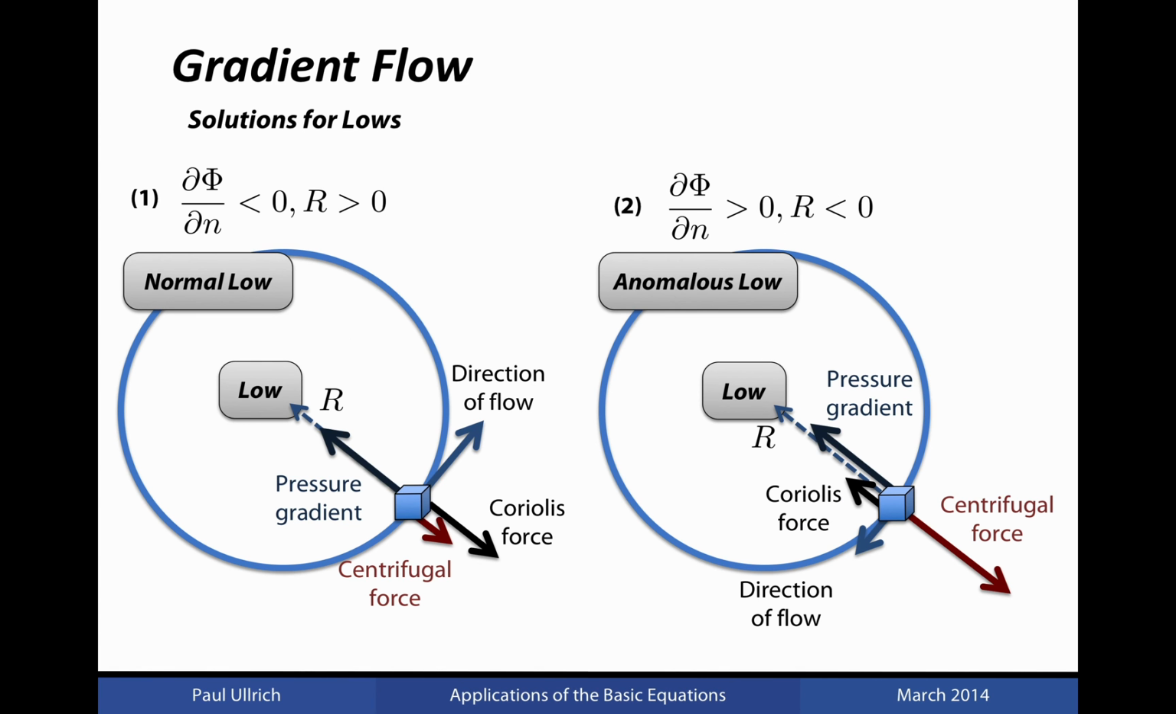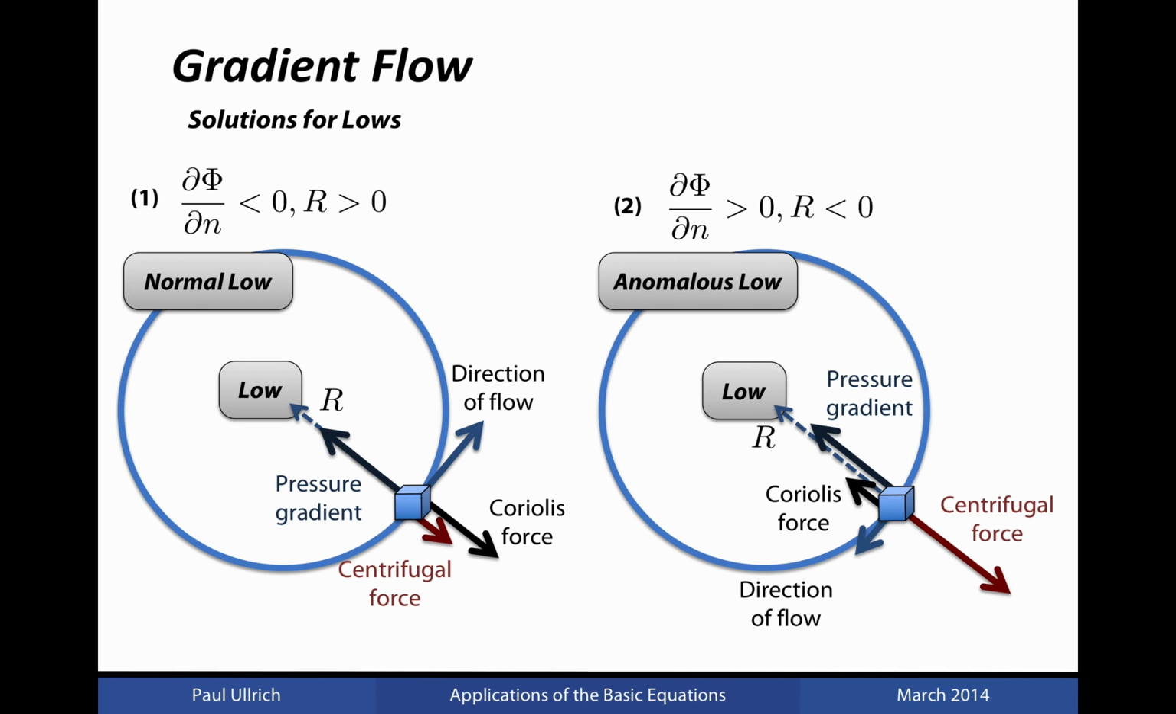So the solution for low pressure fields then look as follows. On the left-hand side here, we have a normal low, and on the right-hand side, we have an anomalous low. The normal low is associated with a Coriolis force which is directed outward away from the direction of curvature, and a centrifugal force which is directed away from the direction of curvature. The pressure gradient force is directed inward towards the low. The sum of the Coriolis force and centrifugal force in this case must balance that pressure gradient force, and consequently we observe counterclockwise rotation of the flow around the central low.